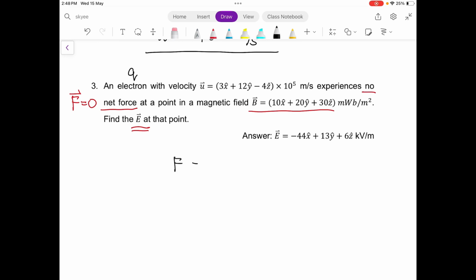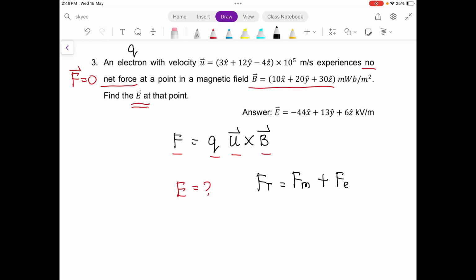Let's see how we can find the electric field. The force for this one will be Q multiplied by U cross B. The F is given as 0. The Q, you have no idea of the value, but the U and the B are given. So how are you going to relate with the E? The total force acting on a point would be the force from the magnetic field and also the force from the electric field. When the net force is 0, it means that Fm is equal to negative Fe.